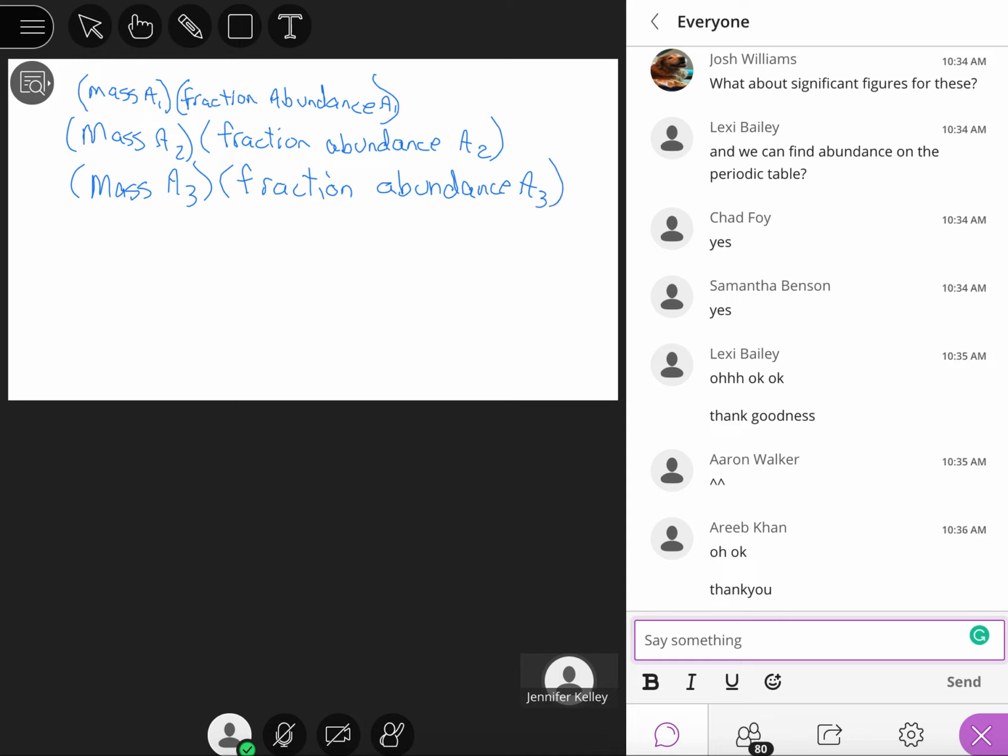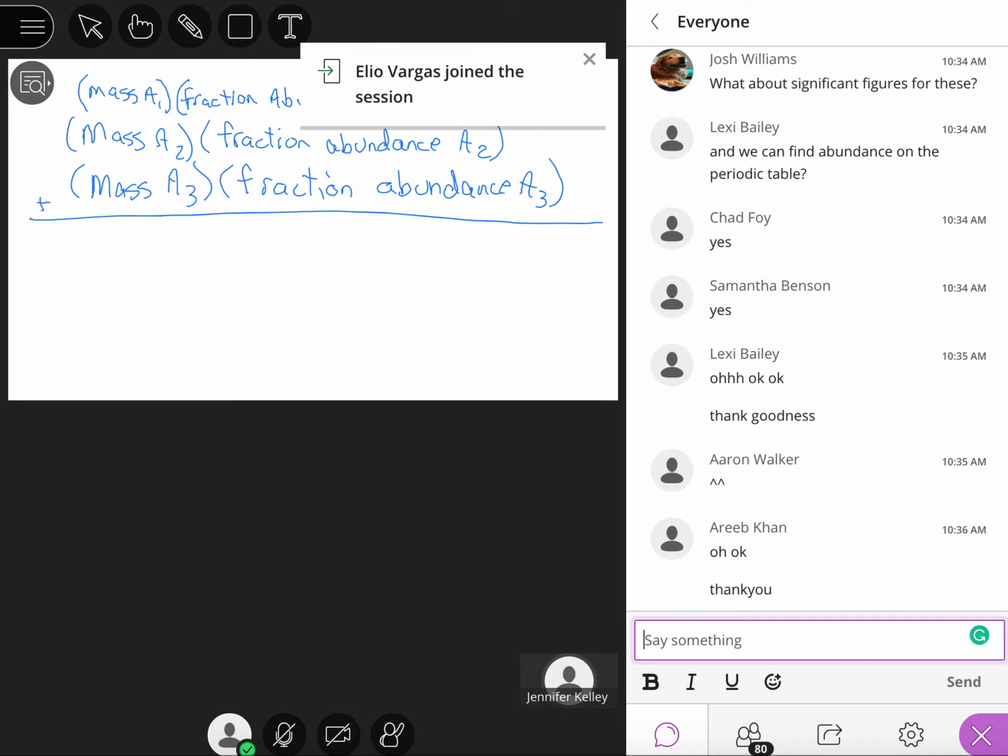Now, you might not have 3 isotopes, but however many isotopes you have, you're going to multiply the mass of the isotope times its abundance, and then do that for each isotope you have, however many you have. And then when you get done with that, you're going to add them all up together. Once you add all those together, that's going to give you the average atomic mass.